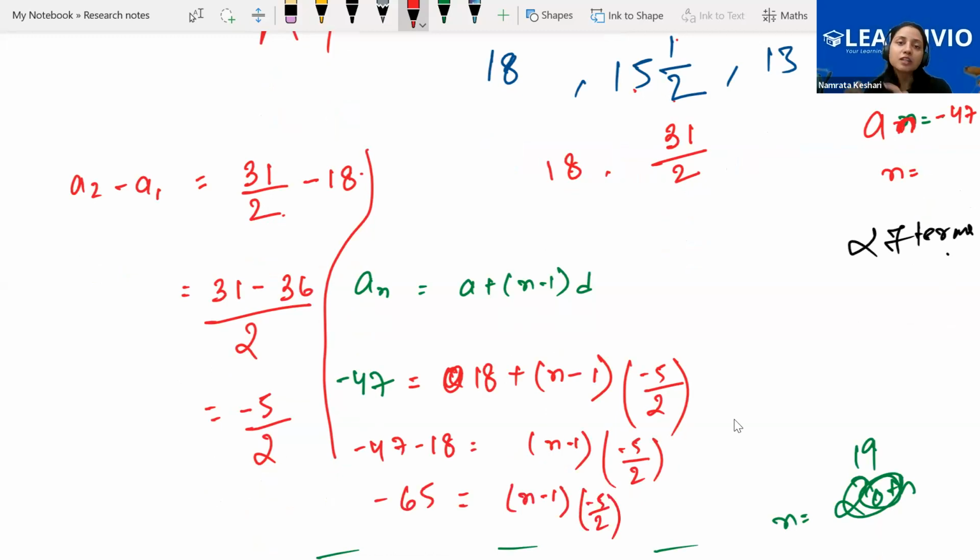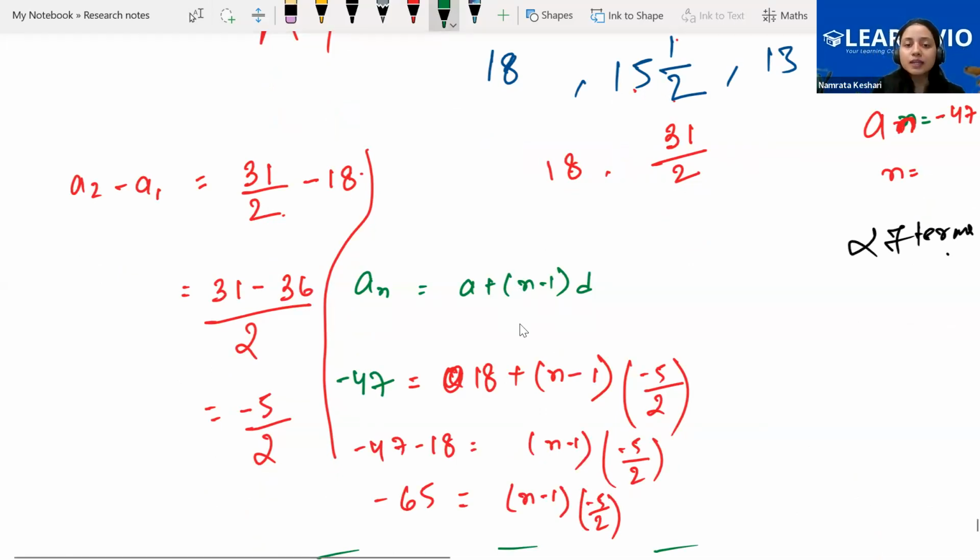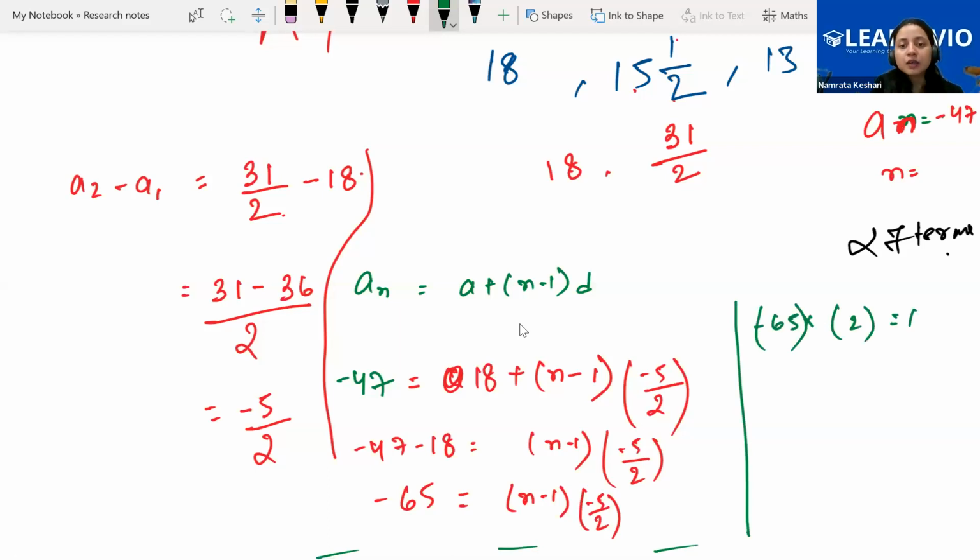Now this minus 5 by 2, we can shift to the other side. First we can shift the denominator, and then focus on shifting the numerator. So the denominator 2 will go to the other side and get multiplied with 65. We will have here (n minus 1) into minus 5, equal to minus 130. Still here minus 5 is there, and n minus 1 is also there.